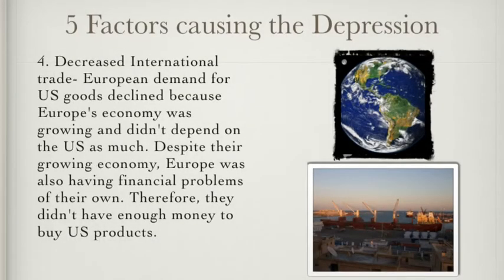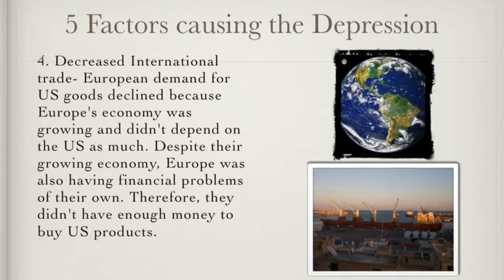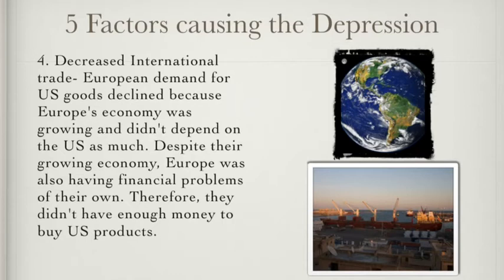The fourth factor that caused the Great Depression was decreased international trade. European demand for U.S. goods declined because Europe's economy was growing and didn't depend on the U.S. as much. Despite their growing economy, Europe was also having financial problems of their own. Therefore, they didn't have enough money to buy U.S. products.